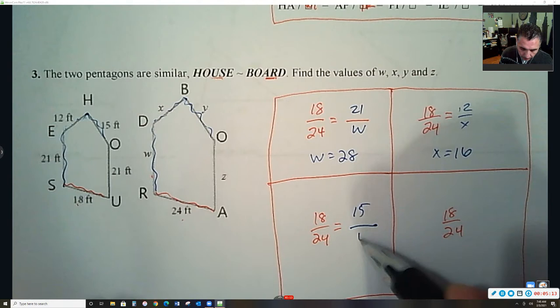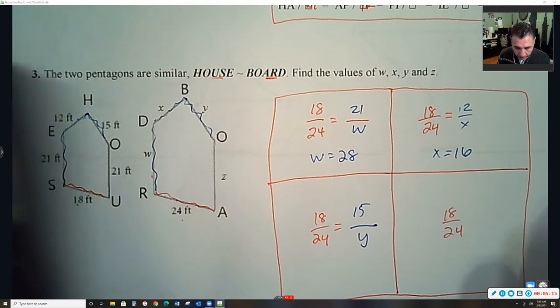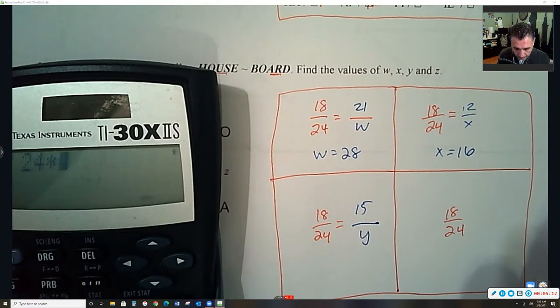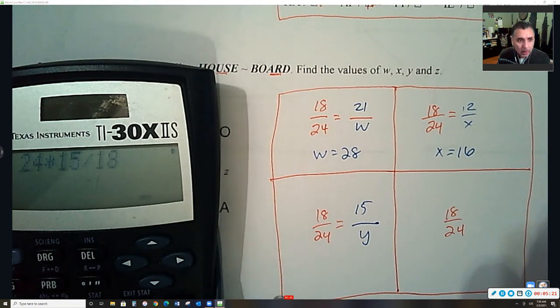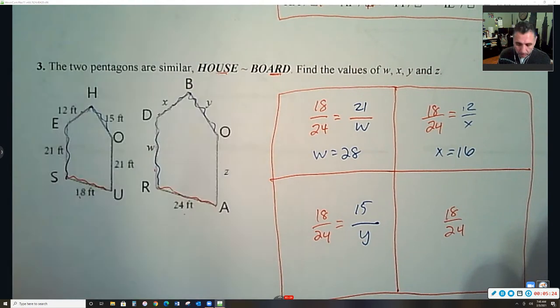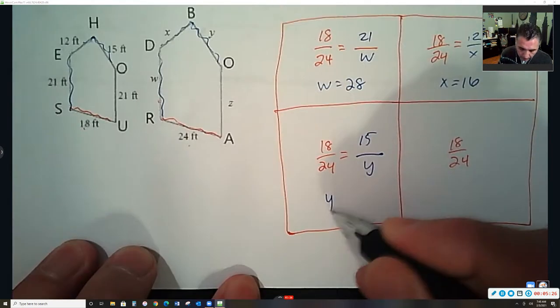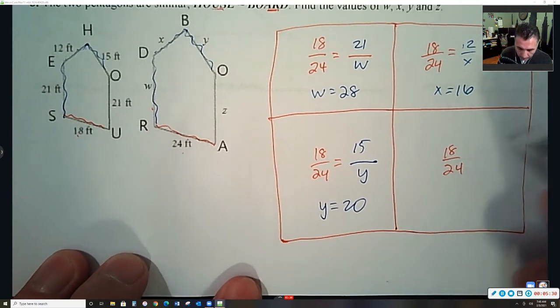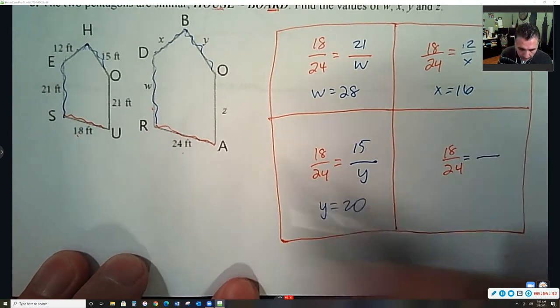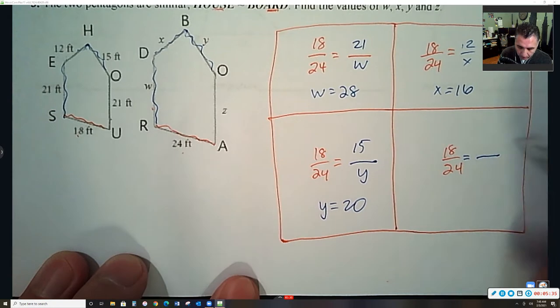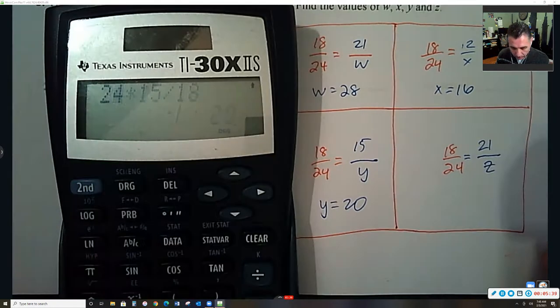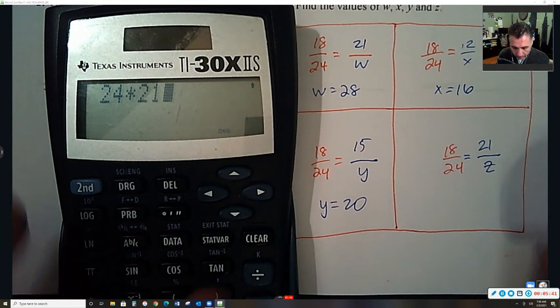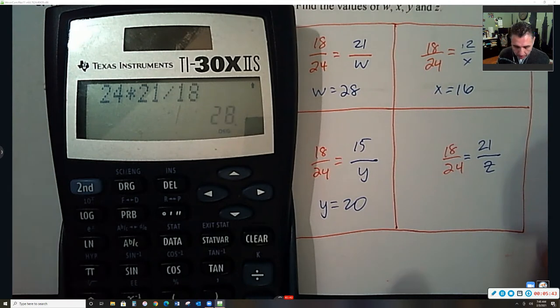And then to find y, well, y, this side is corresponding with this side. So you go 15 over y. And then again do 24 times 15 divided by 18. That's 20. Okay. And then the last one is z. And that's 21 and z are corresponding sides. And then again just do 24 times 21 divided by 18.